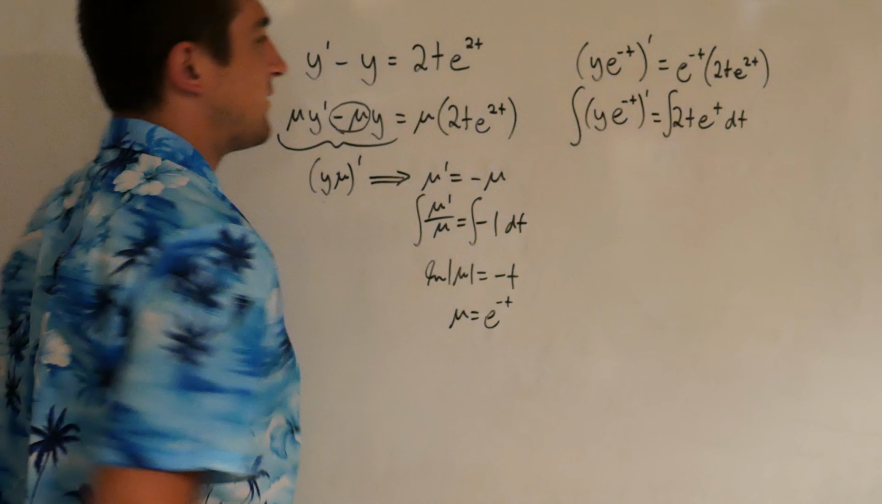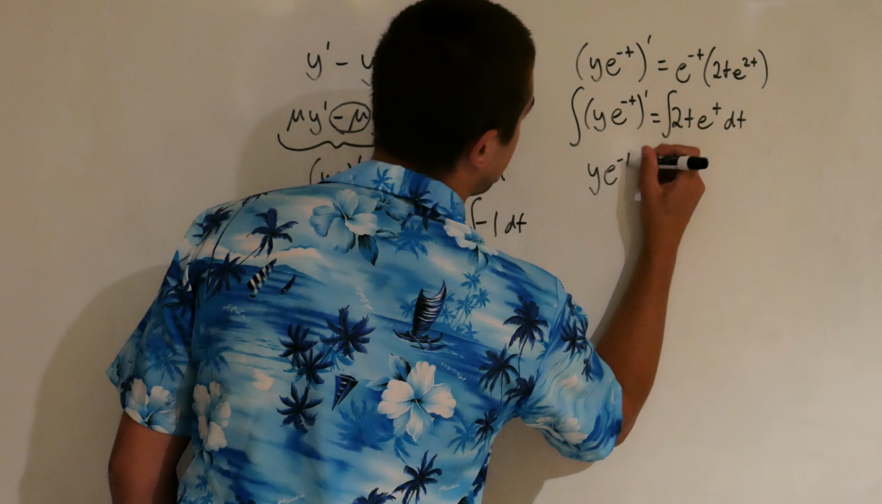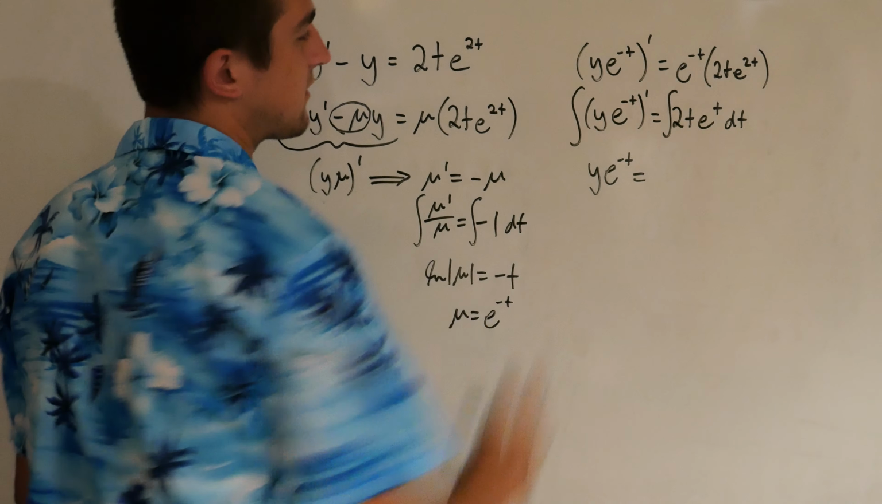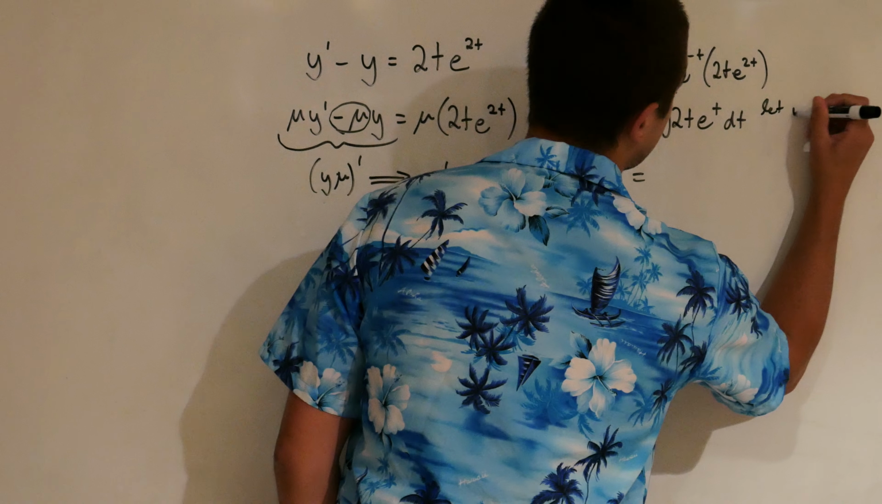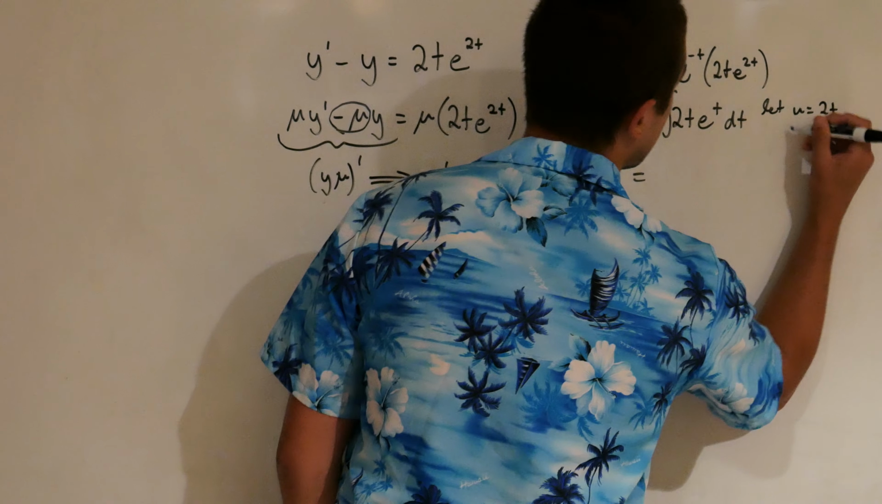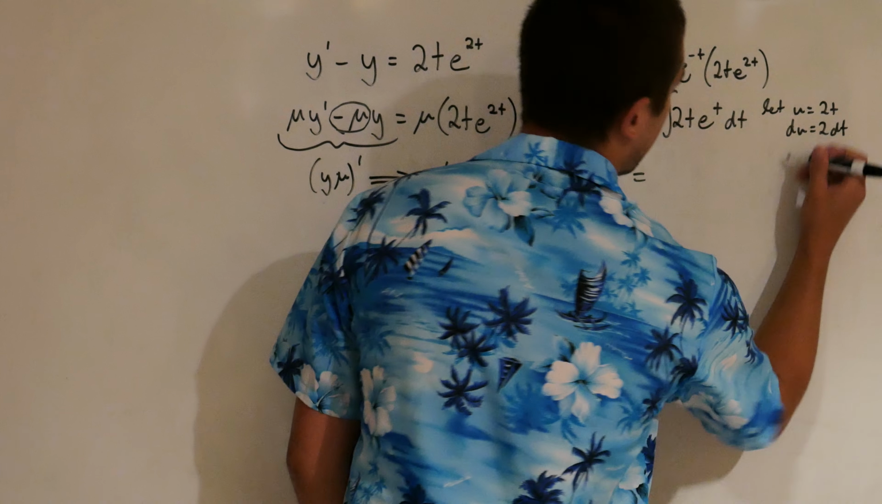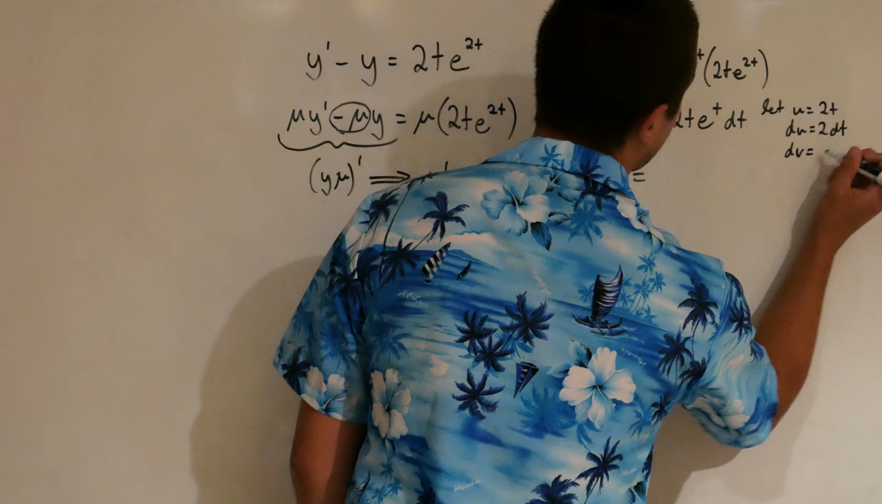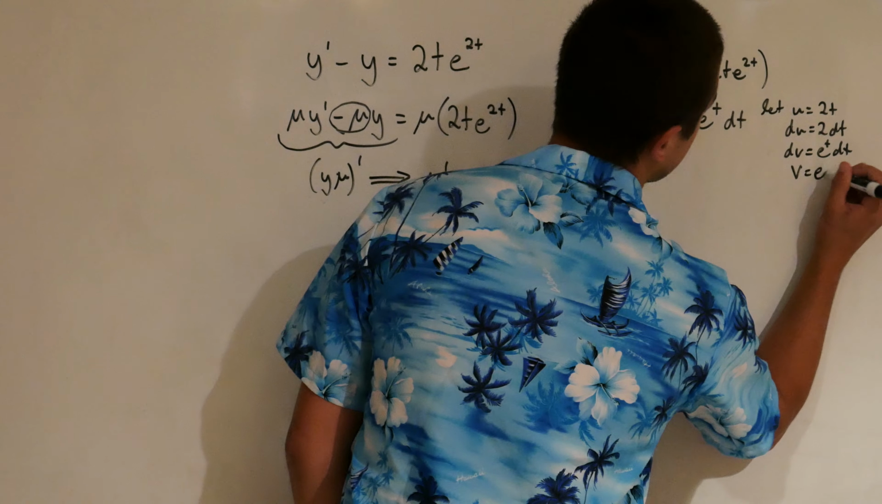And the integral of a derivative is just the function inside, fundamental theorem of calculus, y e to the minus t. And then to integrate the right side, we need to use integration by parts. So I'm going to let u equal 2t, and du then is going to be 2 dt, and dv I'm going to let equal to e to the t dt, so v is then just e to the t.